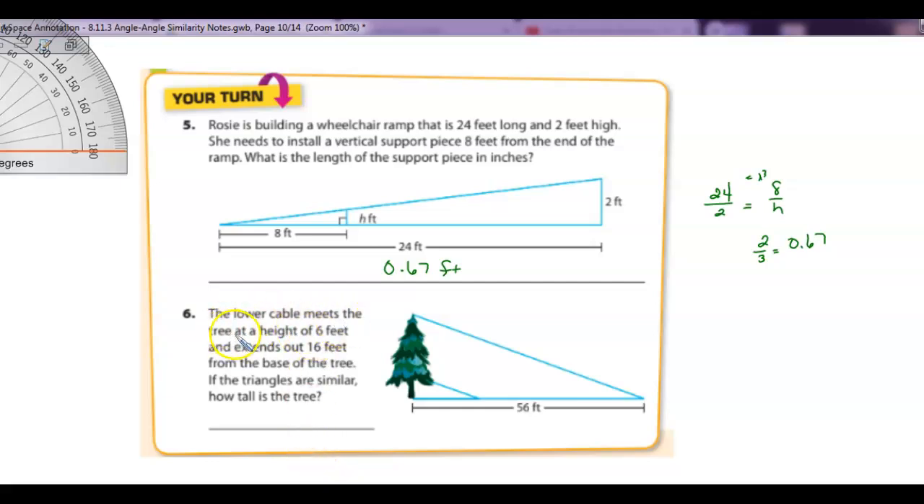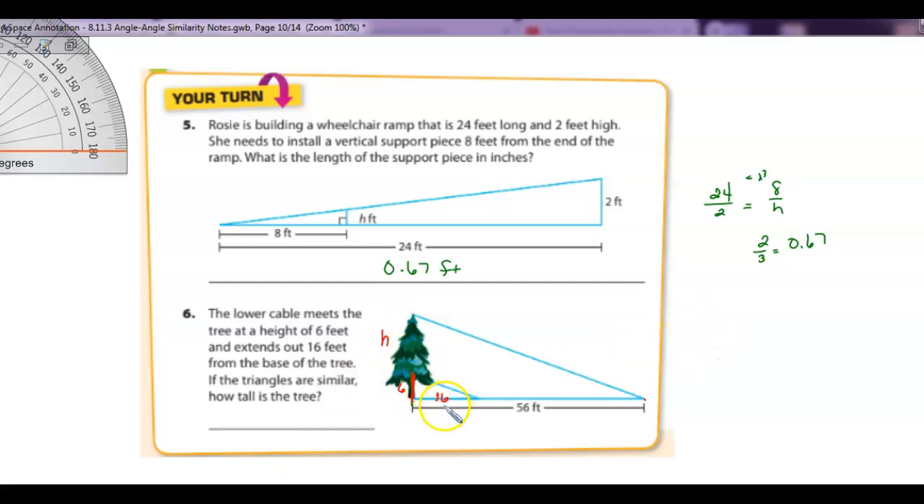The lower cable meets the tree at a height of 6 feet. So here, somewhere in here is 6 feet. Maybe I'll do a different color. Let me get red. So this is 6 feet and extends out 16 feet from the base. So 16 feet here. If the triangles are similar, how tall is the tree? So I know that from the tree to this point, if I tie it off from the top of the tree, is 56 feet. And I want to know what the height of the tree itself is.